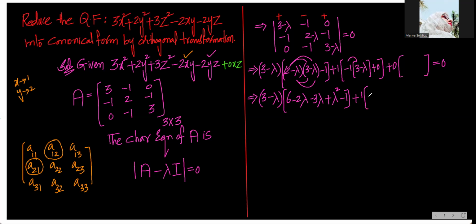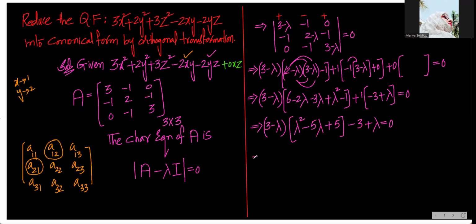this is minus 3. 3 minus into minus plus lambda, and 0 needs no writing, is equal to 0. This implies 3 minus lambda into, write in a proper order: first the lambda square term, minus 3 minus 2 is minus 5 lambda, 6 minus 1 is plus 5, and then if you multiply with 1 also, plus into minus minus 3, and then plus lambda is equal to 0.